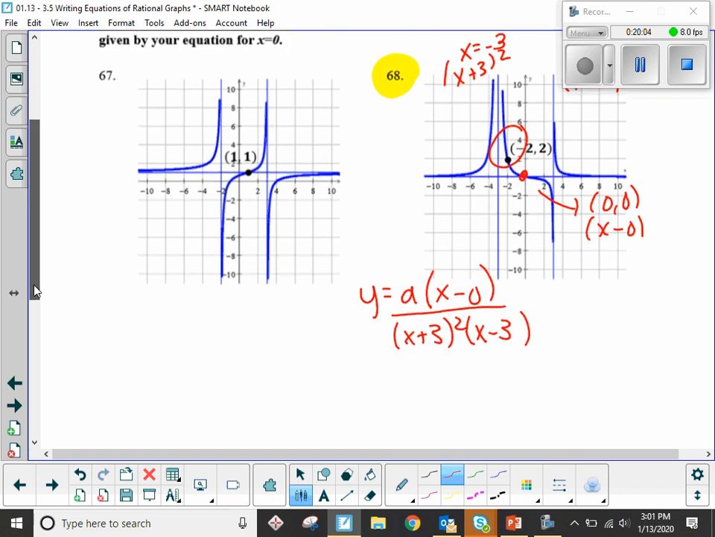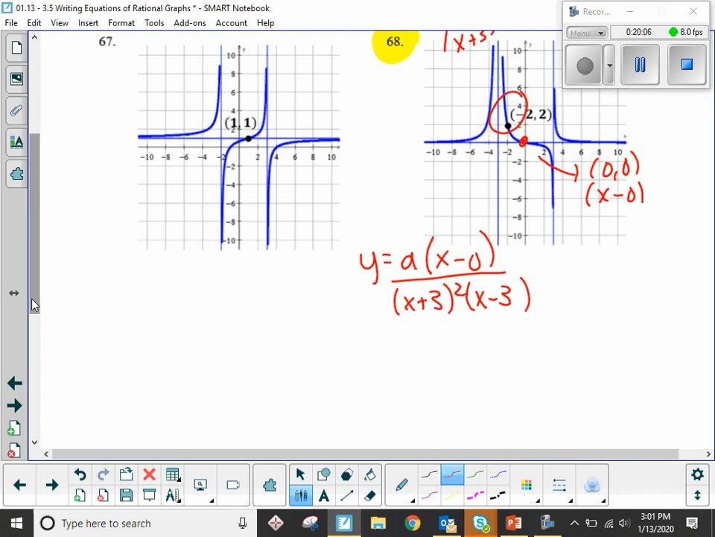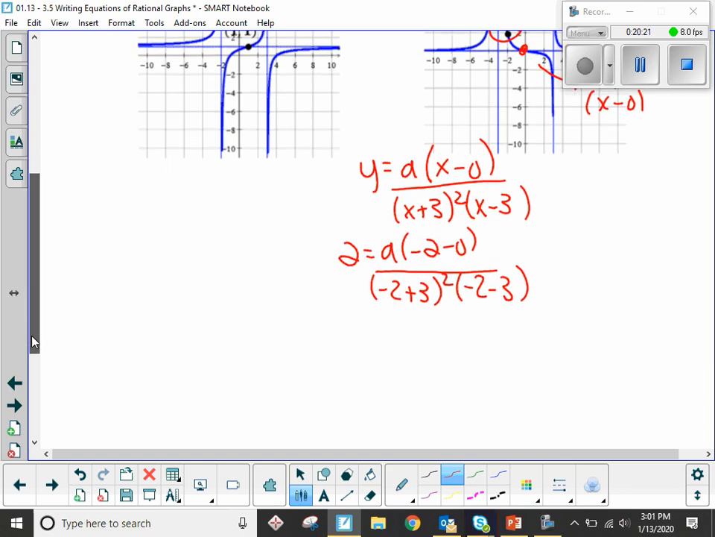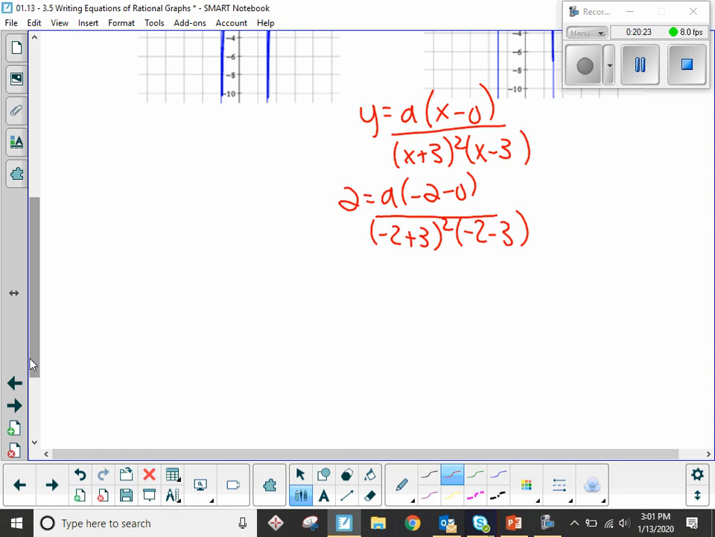We're putting in -2, 2 for the x and y. The positive 2 is going in for y. Negative 2 is going in for all the x's. In this particular problem, if you forgot the squared, you actually end up with the correct answer. Another reason why we always ask you to show your work, just so we can make sure you were doing it right. So that gives me negative 2a on top.